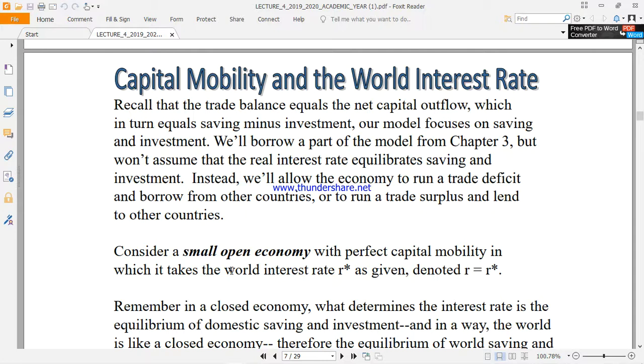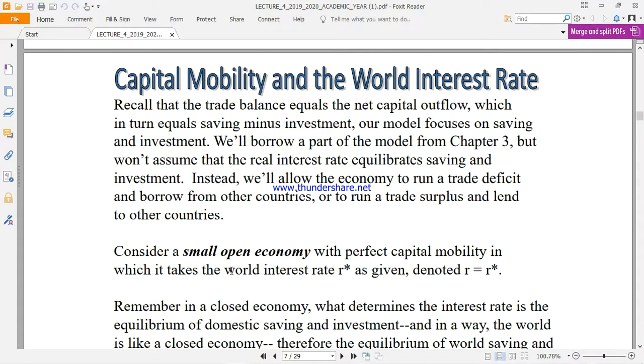So we are saying that the trade balance must equal net capital outflow. Trade balance is just the difference between what we export and what we import, and the net capital outflow is the difference between savings and investment. So we understand that this must equal savings minus investment. Now let's go back to what we discussed last time.